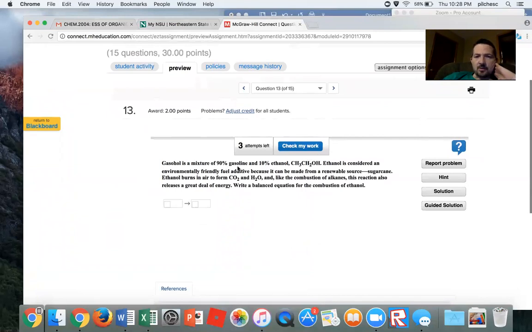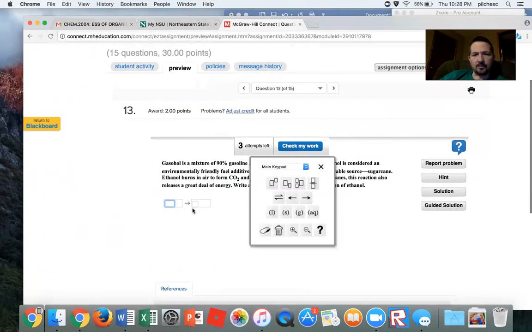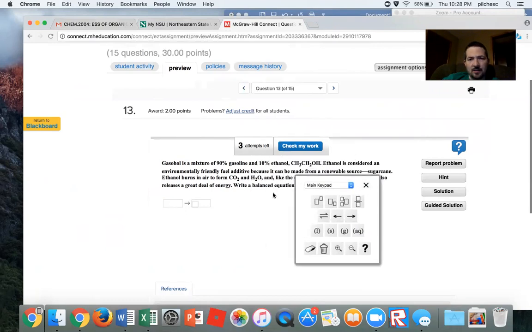Gasohol is a mixture of 90% gasoline and 10% ethanol. Given the structure of ethanol, I'm given that it burns in air. So anytime it burns in air, it's reacting with the oxygen to form CO2 and H2O. And I have to write the balanced equation for the combustion of ethanol. So the way I like doing these problems is just to type them in without doing the subscripts first.